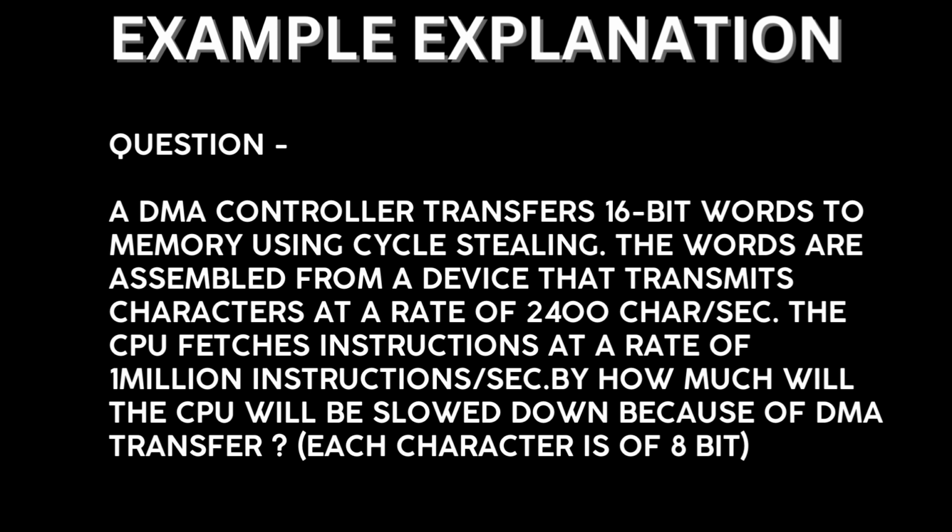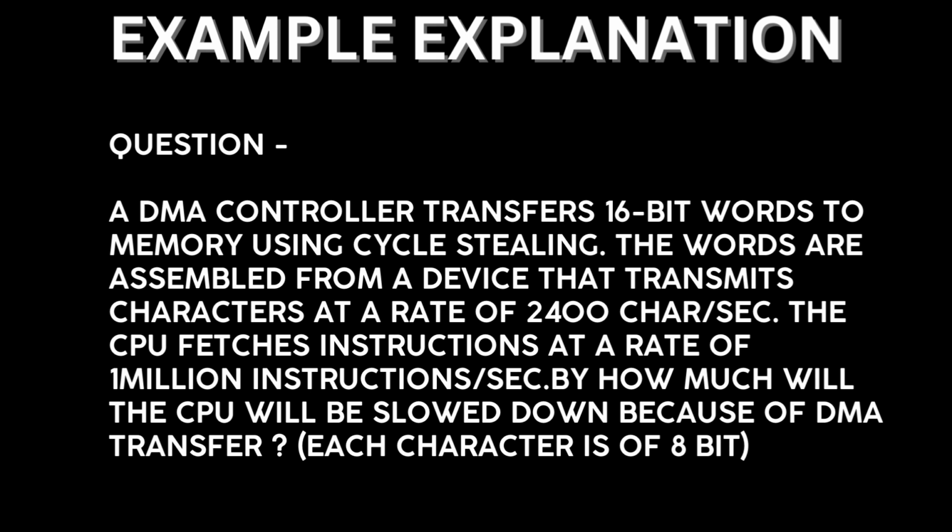A DMA controller transfers 16-bit words to memory using cycle stealing. The words are assembled from a device that transmits characters at a rate of 2400 characters per second. The CPU is fetching instructions at an average rate of 1 million instructions per second. By how much will the CPU be slowed down because of DMA transfer? Each character is of 8 bits.